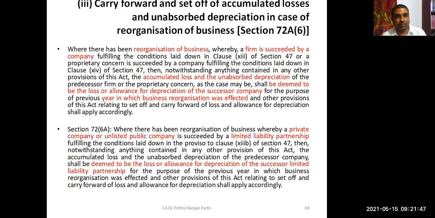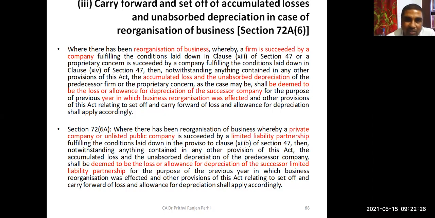Now, one more point we'll see. This is about reorganization of the business. When the business is getting reorganized, how to deal with unabsorbed depreciation and accumulated losses. So first we'll see: when a firm is succeeded by a company, that means there is a firm, maybe a partnership firm or maybe a proprietorship firm, and it is succeeded by a company. That means the company is taking over or acquiring the business of it. Or a proprietor has started a business, later on converted it into a company. In that kind of situation, we will call it the reorganization of the business.